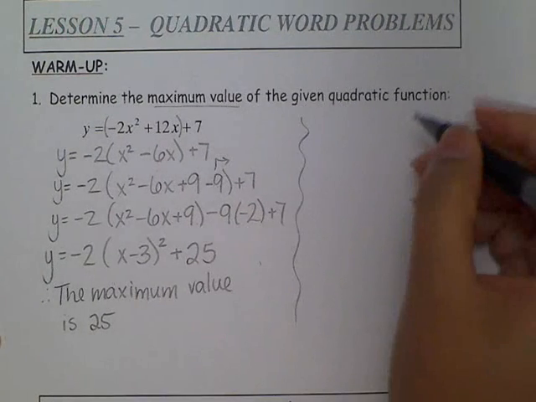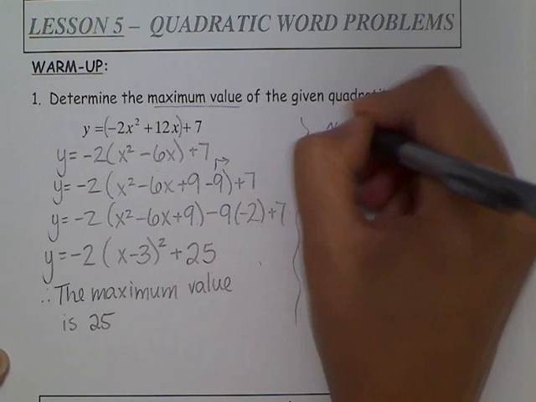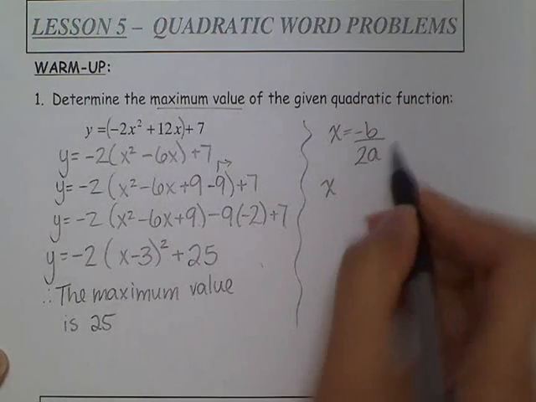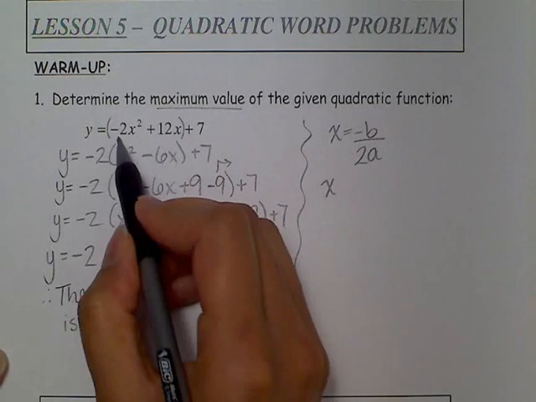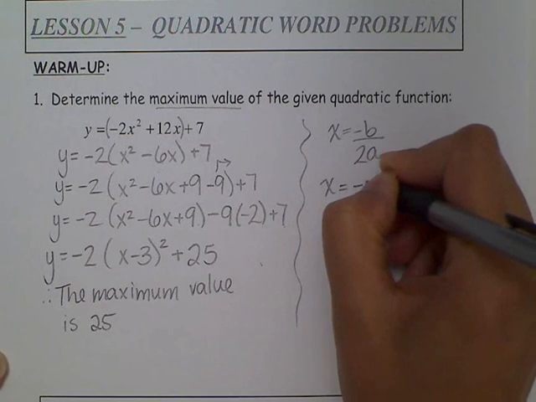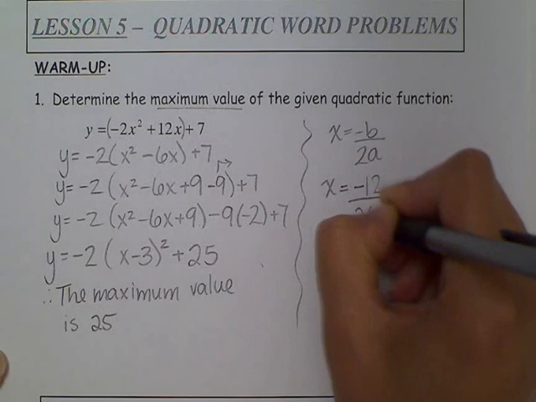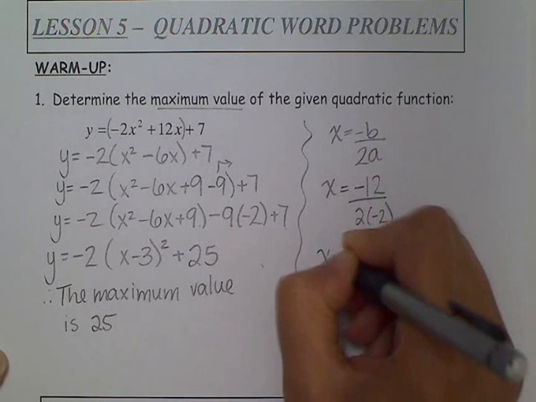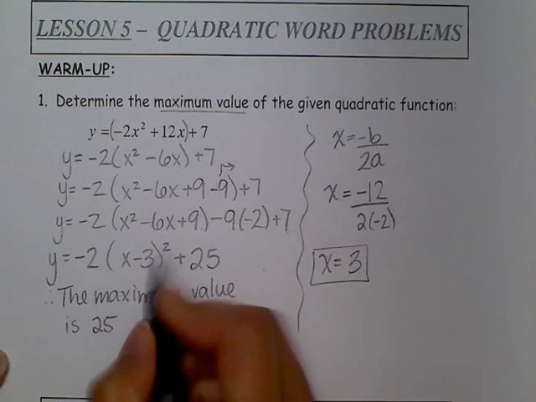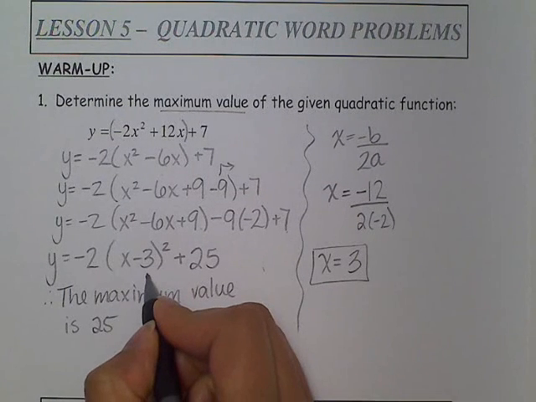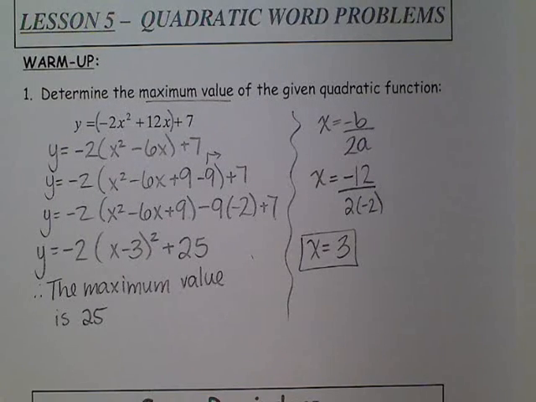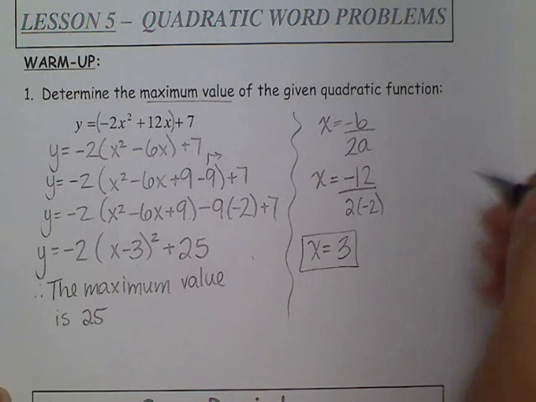In the shortcut, what you could do is find the x-coordinate of the vertex by using the formula x equals negative b over 2a. Because the equation is in standard form, I'm going to look at the b value and the a value and substitute it into this little formula. And so I have negative 12 divided by 2 times negative 2. That gives me x equals negative 12 over negative 4, which is equal to 3. You can see here that that's the x-coordinate of the vertex once you had the equation in vertex form as well.